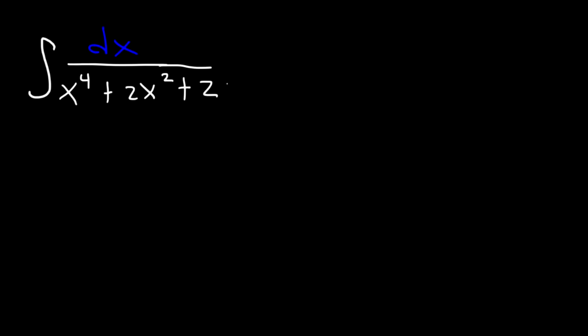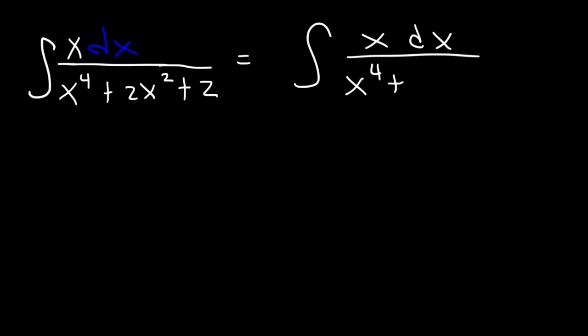Let's try another problem. Let's find the integration of dx divided by x to the 4th plus 2x squared plus 2. Actually, let's put an x on top as well. So feel free to try this one. So this is another problem in which we're going to have to complete the square. The middle term is 2x squared. So we need to take half of the coefficient of the middle term. Half of 2 is 1, and square it. Now, because we added 1, we need to subtract by 1.